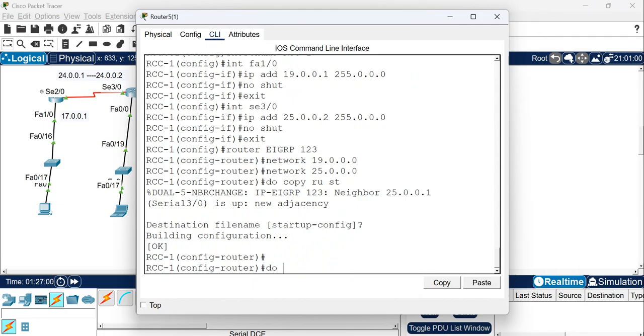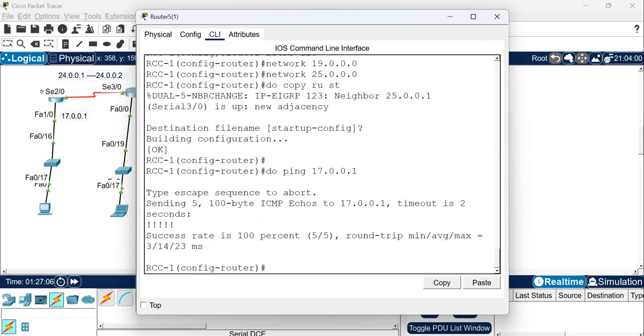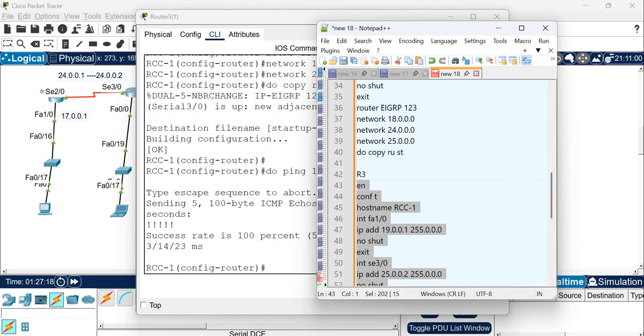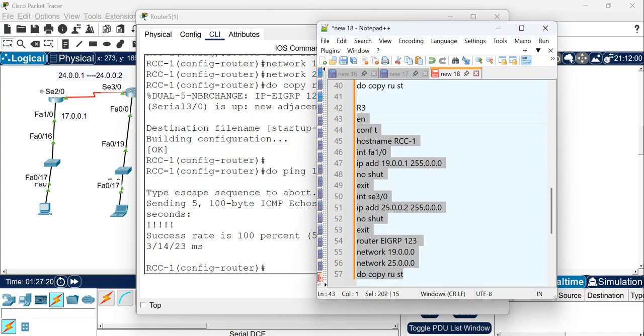Now let us verify by pinging. I'm going to use do ping 17.0.0.1. Can you see it's pinging? Clear, guys? How long did it take? If you know RIP, EIGRP is the same. Clear, guys? So try to have this document so that you can understand.